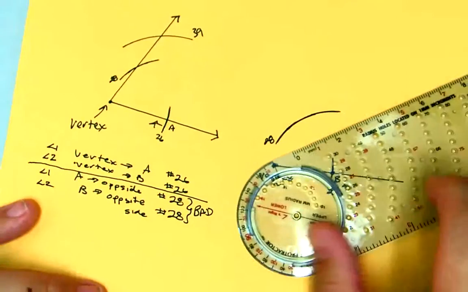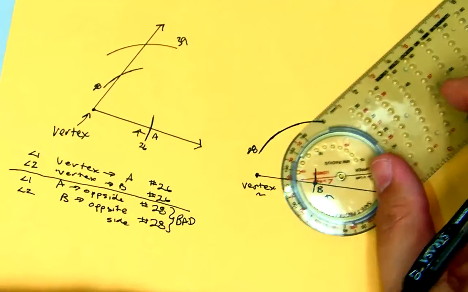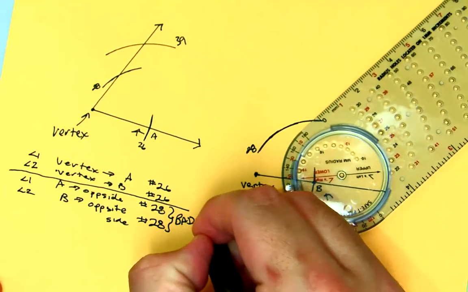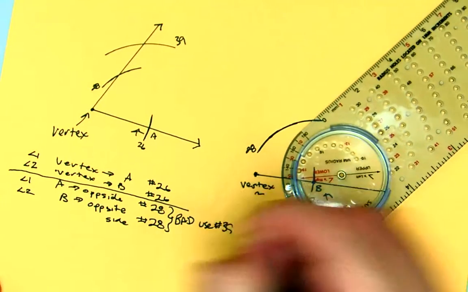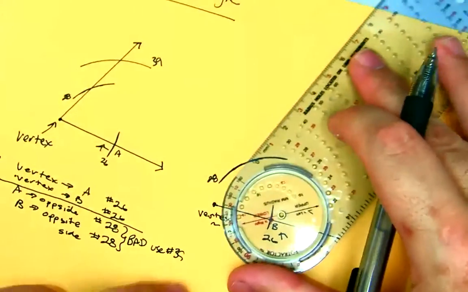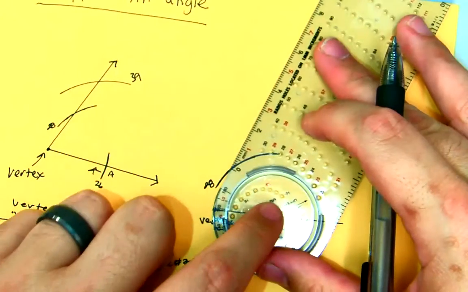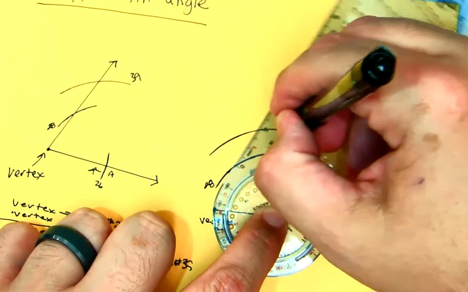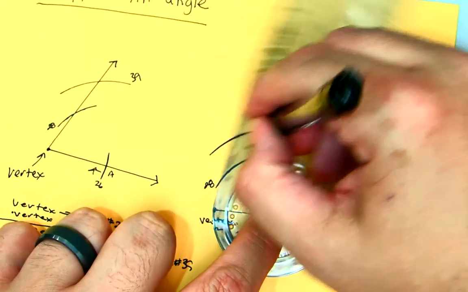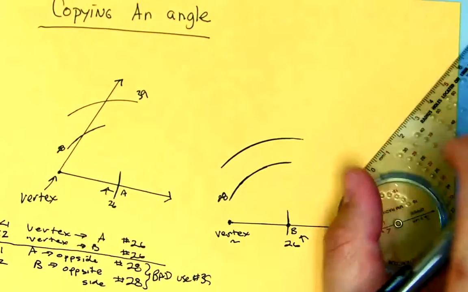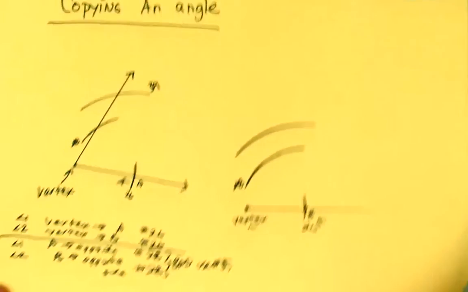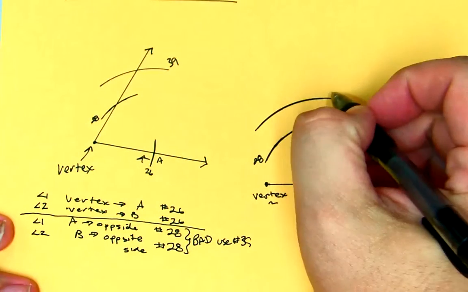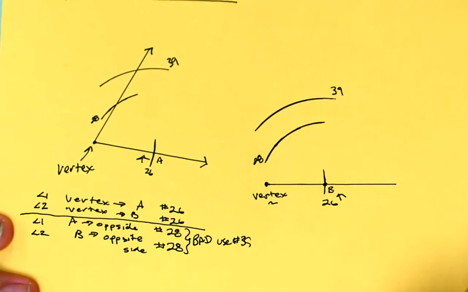So I want to draw using 39, so I want to use number 39. So I'm going to go back over here to B, and I want to use number 39, and I'm going to draw a nice arc over here. Make sense? Alright, so I used the number 39 over here.